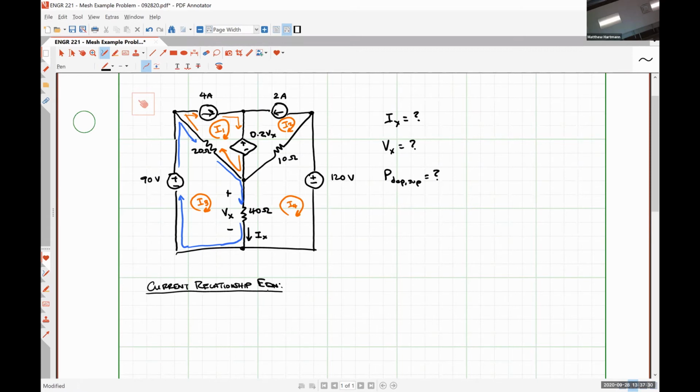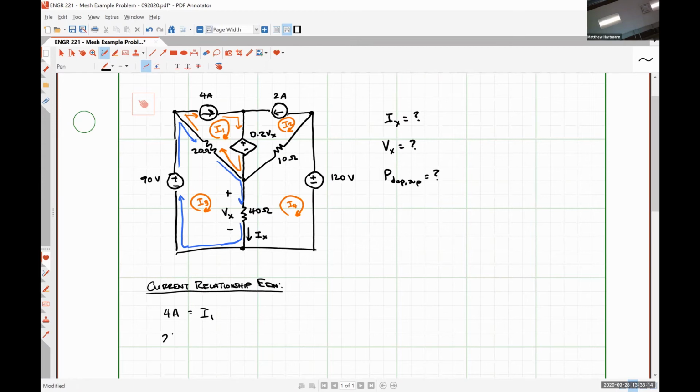So for the 4 amp source in the top left of the circuit, how can we relate that given current of 4 amps to the mesh currents as they're drawn on our schematic diagram? So it's just I1. All right, so the reason why that's true is that as mesh current I1 flows along the topmost path of its mesh, it's in the exact same direction as the direction indicated by the current source. So that's why I1 is equal to 4 amps.